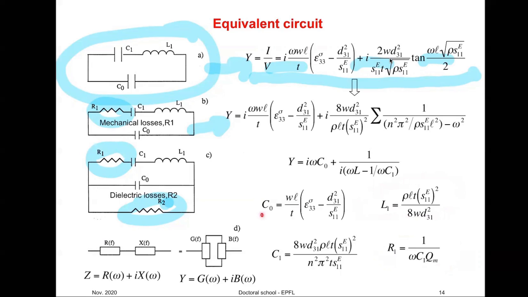So C0 would be the capacitance which corresponds to epsilon U, which is the clamped capacitance that would be above the resonance frequency. So the frequency dependency is given by these terms here.